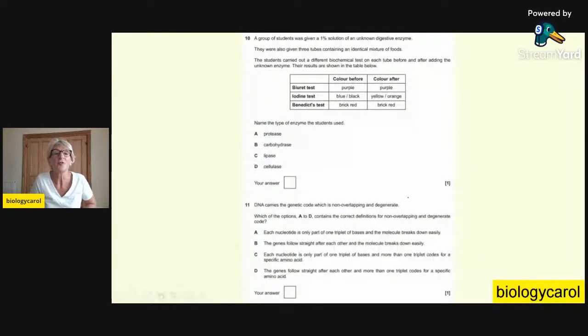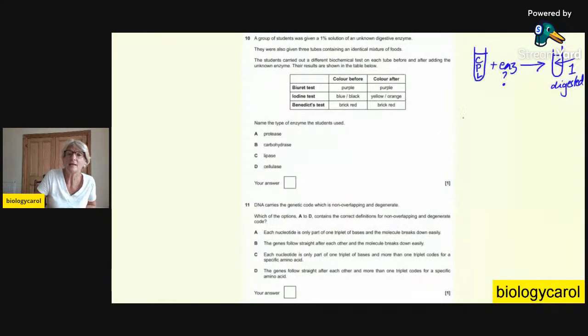Question 10, a group of students were given a 1% solution of an unknown digestive enzyme. They were also given three tubes containing an identical mixture of food. So here is my silly little diagram. You've got three tubes, each of which contain carbohydrates, proteins, and lipids. In each of those three tubes, the unknown enzyme is added, and they do food tests.